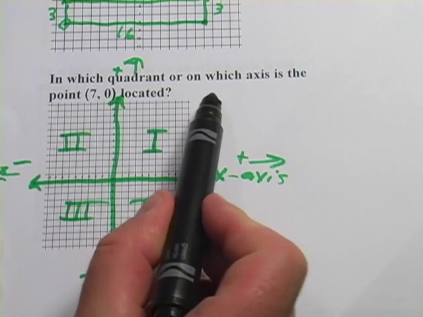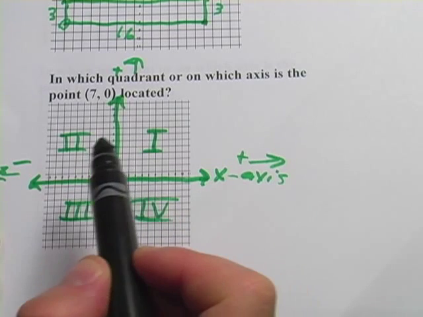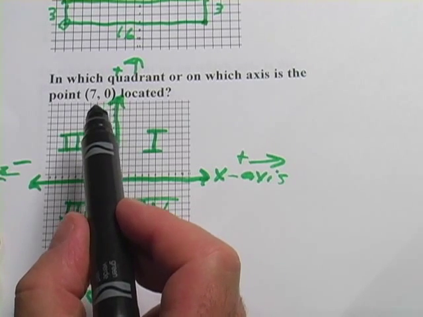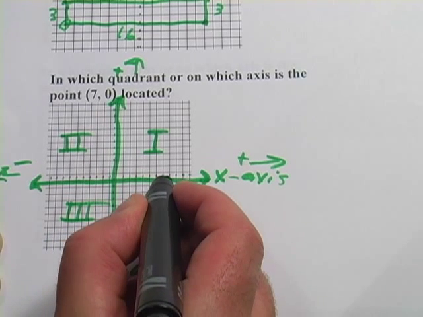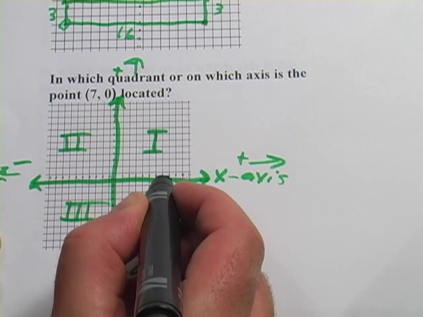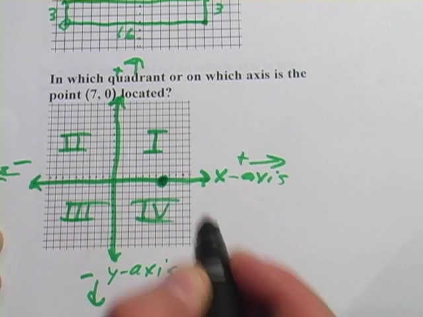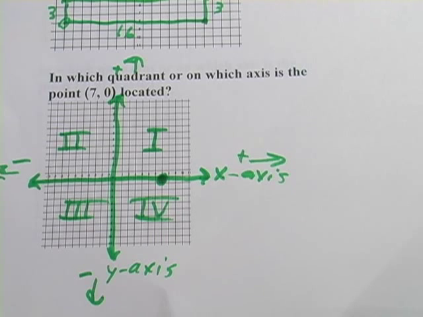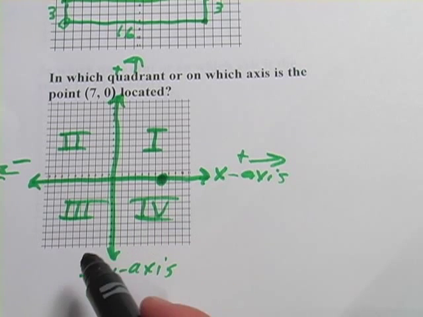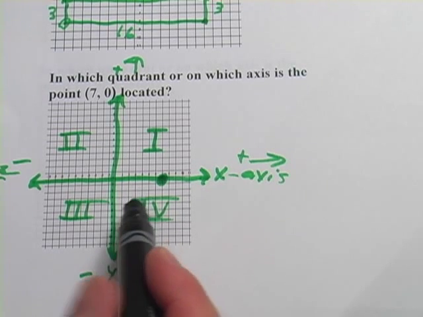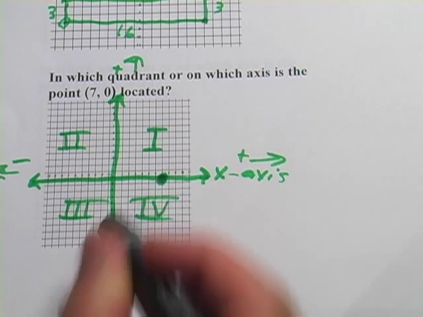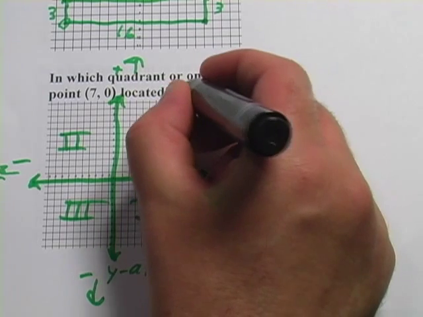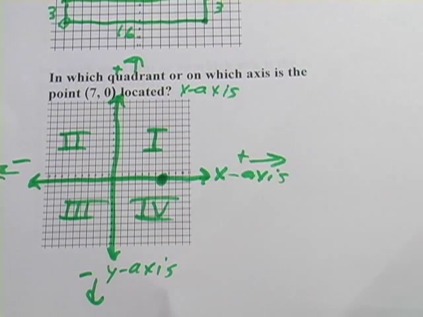It says, in which quadrant or on which axis is the point (7, 0) located? So if I want to graph (7, 0), I count out 7 on the x: 1, 2, 3, 4, 5, 6, 7, and then, well, 0 on the y would put it right there. So there's my point (7, 0), and it's not in any of the quadrants, it's on an axis, and you should be able to tell this is on the x-axis. So that would be our answer, on the x-axis.